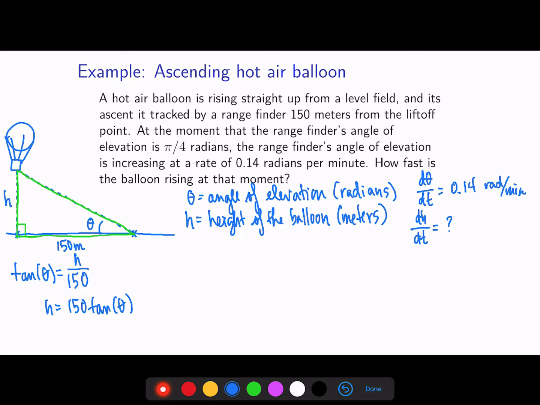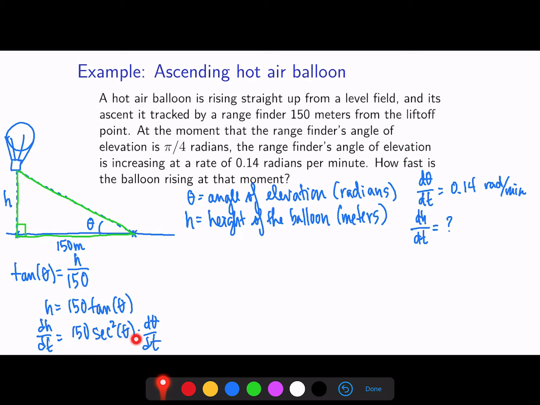Differentiating both sides using implicit differentiation gives me dh/dt on the left equals 150 secant squared theta d theta/dt. Again, I'm using implicit differentiation to do this. I have got an equation. Here it has the derivative of h, which is what I want, right? I want to figure out what that value is. I've got the derivative of theta. I know what value that is.